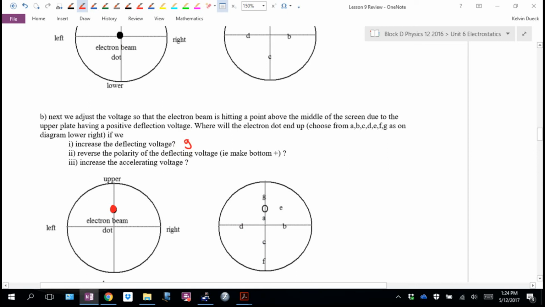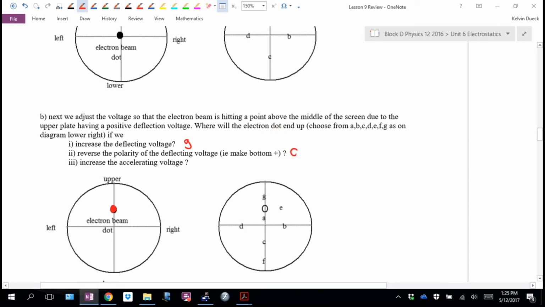What if I reverse the polarity of the deflecting voltage? What if I flip the voltage? So let's go back to our original situation and flip the voltage. Where will the electron end up? A, B, C, D, E, F, or G? C?